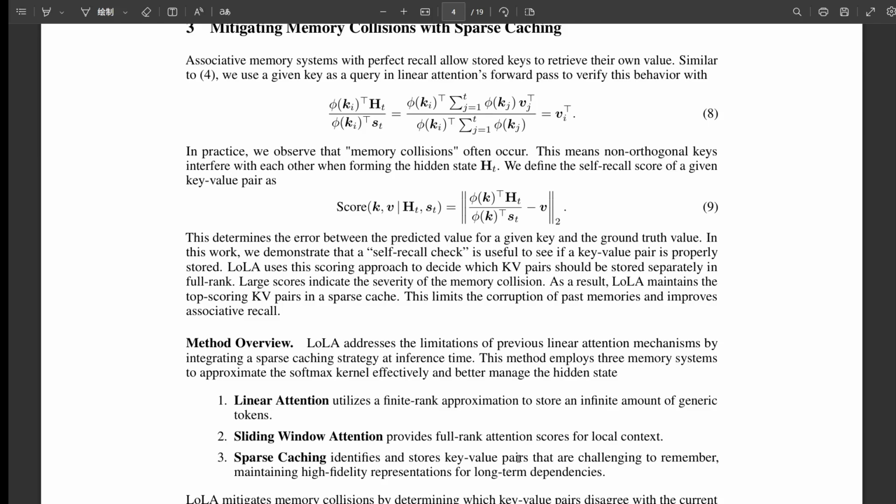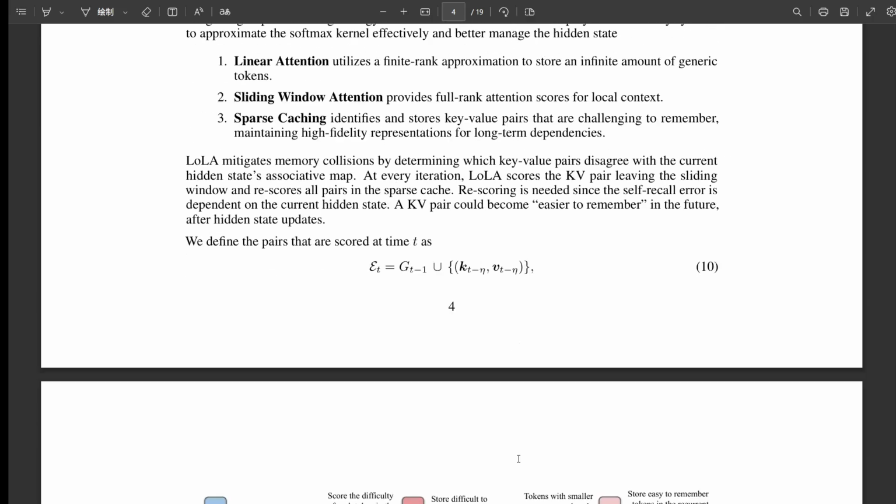Yes, absolutely. It's a dynamic process. As new tokens enter the sequence and old ones leave the sliding window, the main hidden state gets updated, as shown in equation 12. Potential candidates for the sparse cache, these could be pairs leaving the sliding window or pairs already in the cache, get rescored.